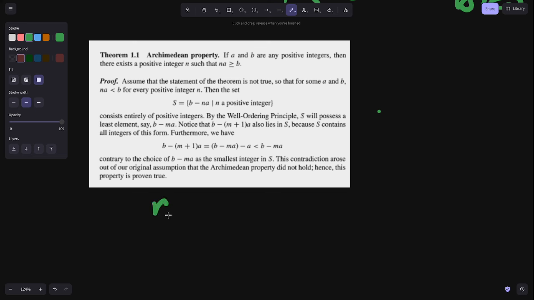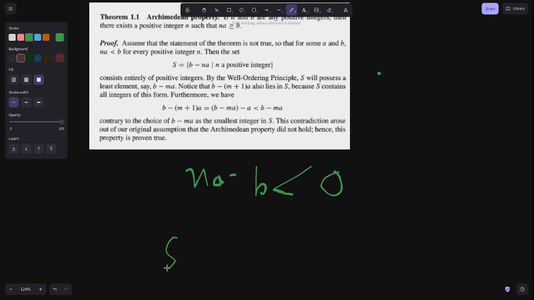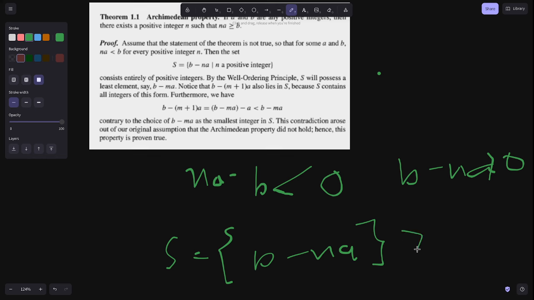Yeah, so what we are saying is that let's be a contradicting person and say that na minus b is less than or equal to 0 for some case. Then from this I can write b minus na will be greater than 0, right? So this set of b minus na will always be greater than 0.